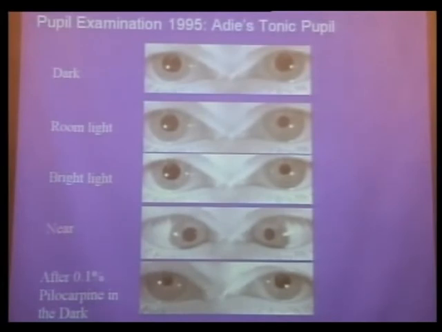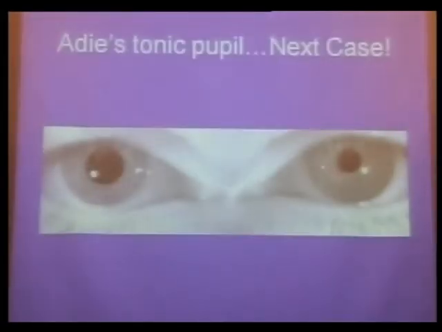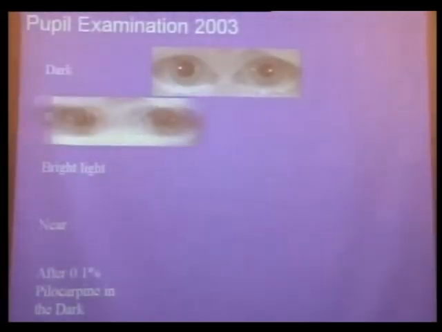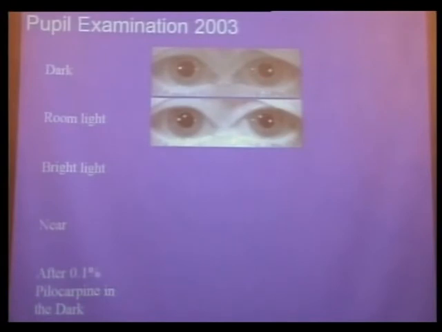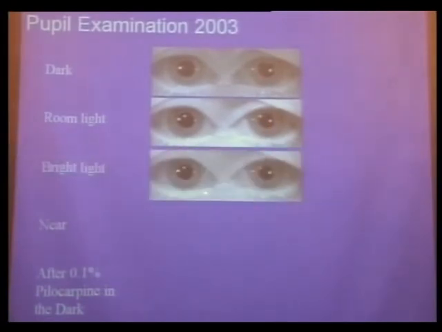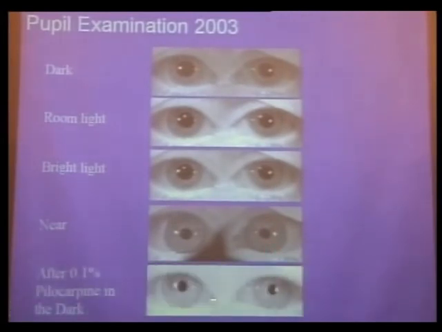This I would not work up. Next case, right? Adie's tonic pupil. But then something happens. So here's the pupil again. Real light now, bright light. Remember, this pupil was constricting before. Now it is not. Now both pupils demonstrate light-near dissociation. Both pupils have 0.1% pilocarpine denervation supersensitivity. This person, we are going to work up.